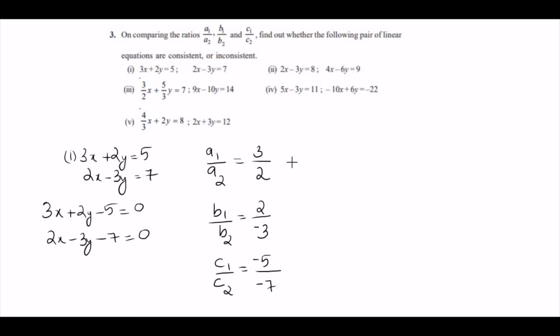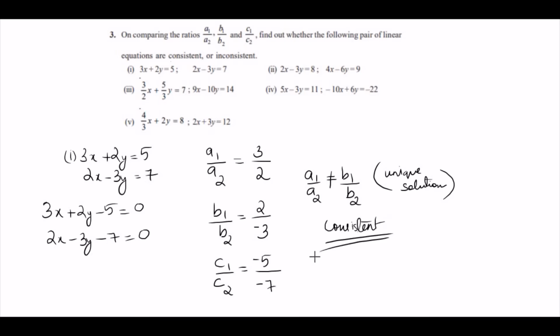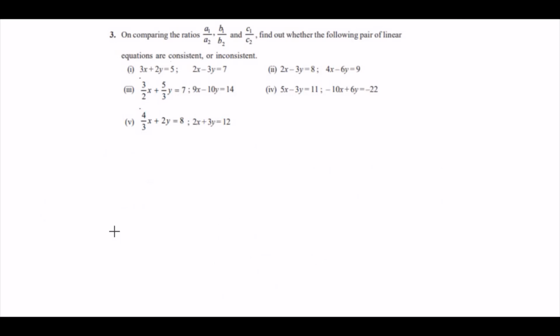So when you check, you can see A1 by A2 is not equal to B1 by B2. That means there is a unique solution. When you plot it in the graph, you will get intersecting lines. That is, this pair of linear equations is consistent. So you can say, as there is a solution, this pair of linear equations is a consistent pair of linear equations.